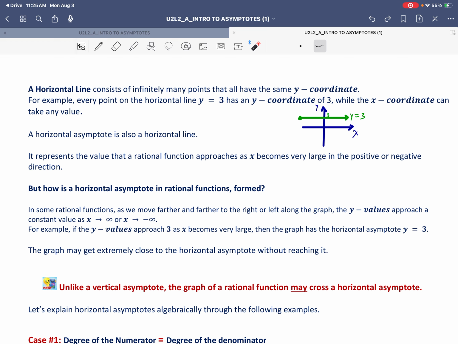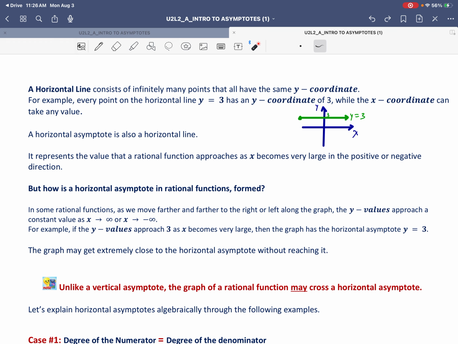But how are the horizontal asymptotes formed in rational functions? Well, as we move further and further to the right or to the left of the graph, the y values may approach a constant value. In other words, as x approaches positive or negative infinity, the y values continue to change, but the changes become extremely small. For example, if the y value approaches 3 as x becomes very large, then the graph has a horizontal asymptote of y equals 3.